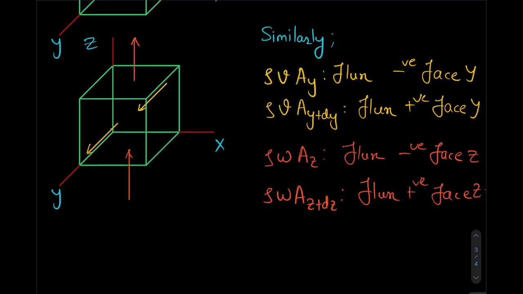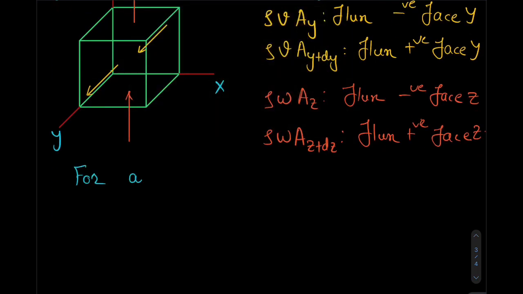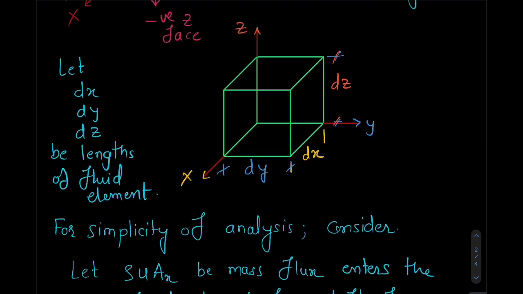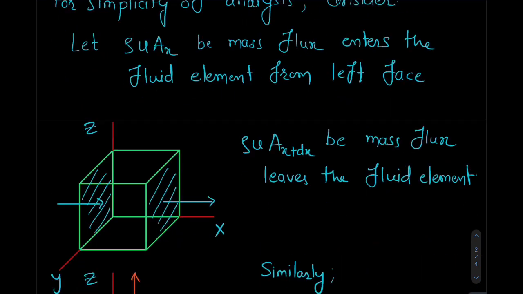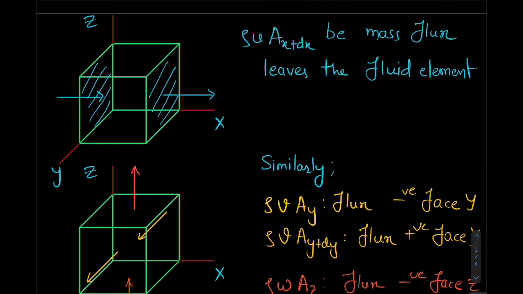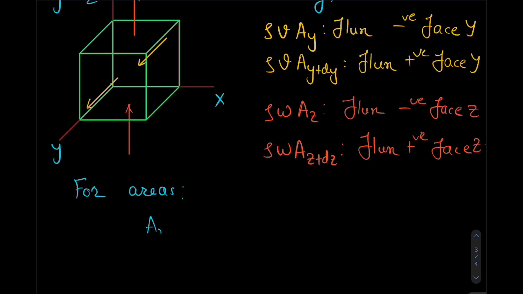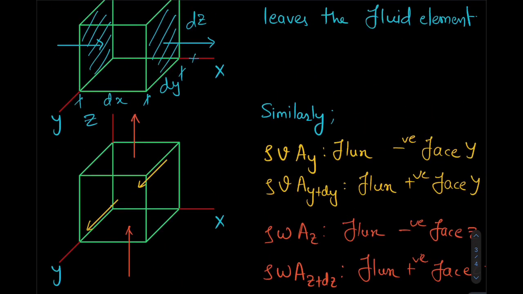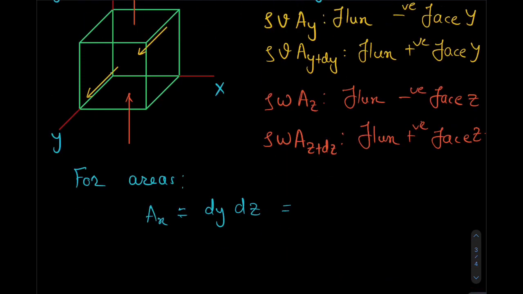Okay, so now we need to formulate the area components. For the areas, we'll first find out Ax. We already have the lengths dx, dy, dz. So along x we have dy and dz as the area normal. So Ax will be equal to dy multiplied by dz. Yes, dy into dz, and the same is for Ax plus dx.